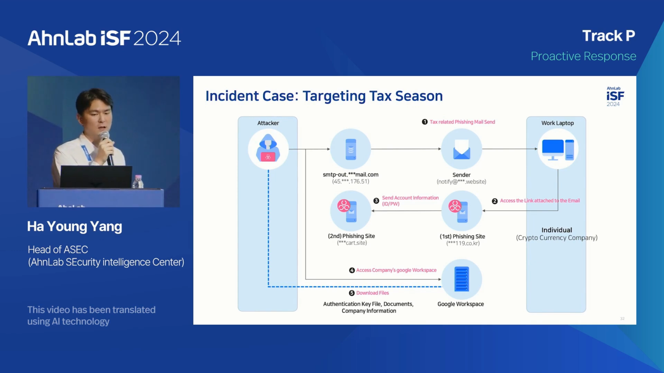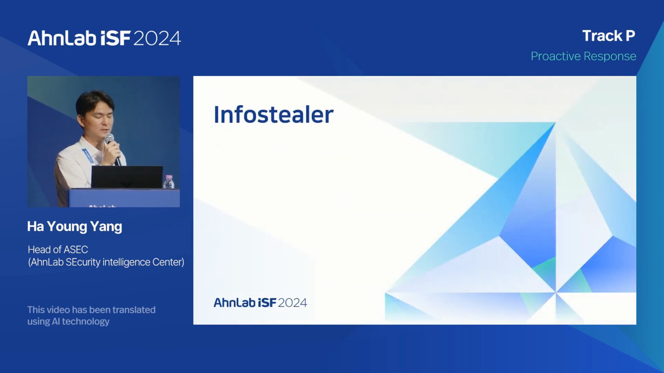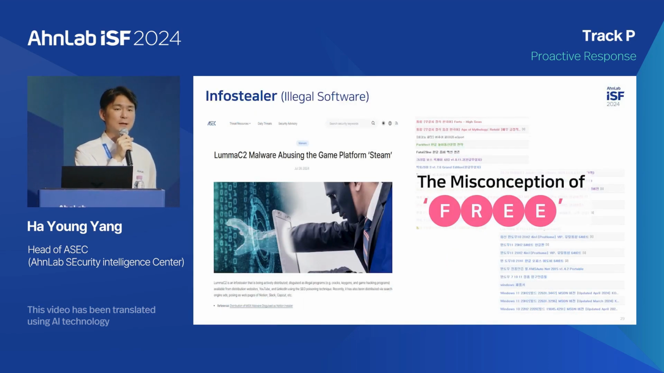What you are seeing now is not a phishing case, but we are providing URL addresses that have been used in various smishing attacks in real time through the TP service via the V3 mobile product. The last one is the third info stealer, and the most common way this info stealer malware typically gets infected is during the process of downloading illegal software.